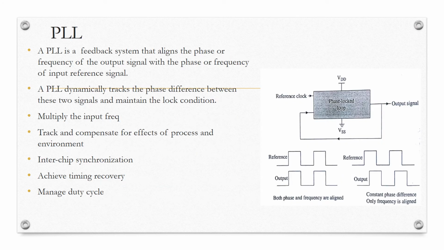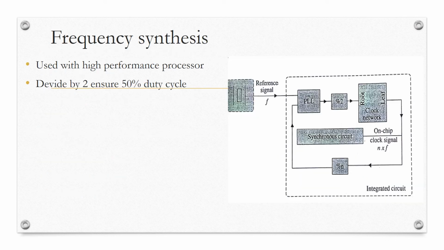So here is the PLL. A PLL is a feedback system that aligns the phase or frequency of the output signal with the phase or frequency of the input reference signal. A PLL dynamically tracks the phase difference between these two signals and maintains the lock condition.